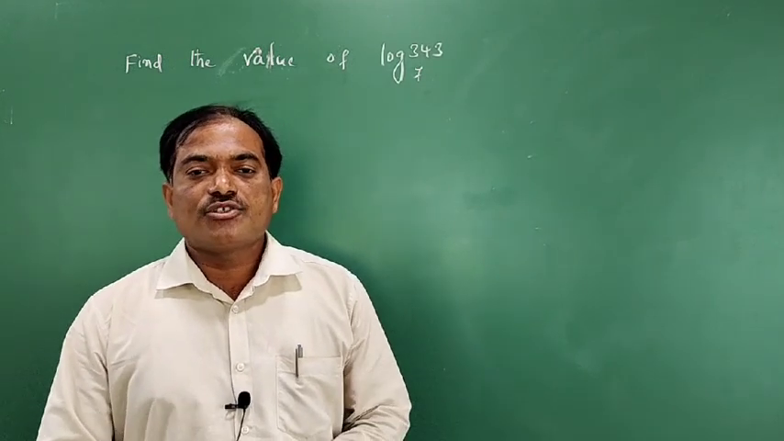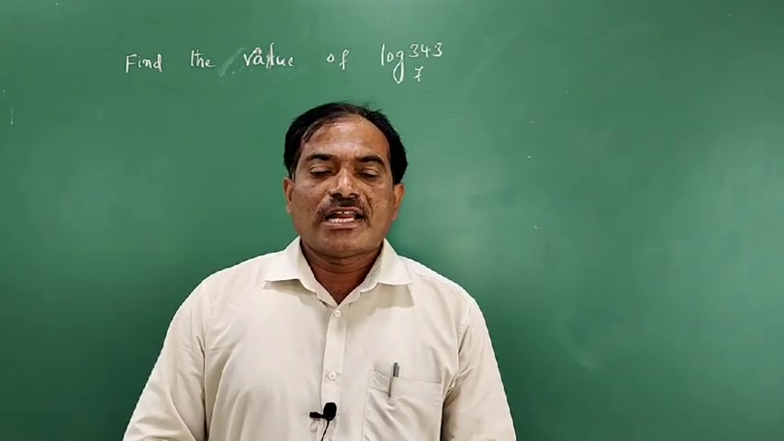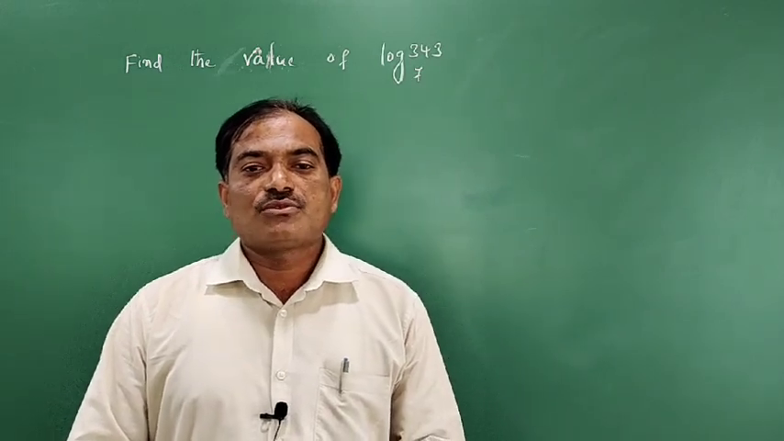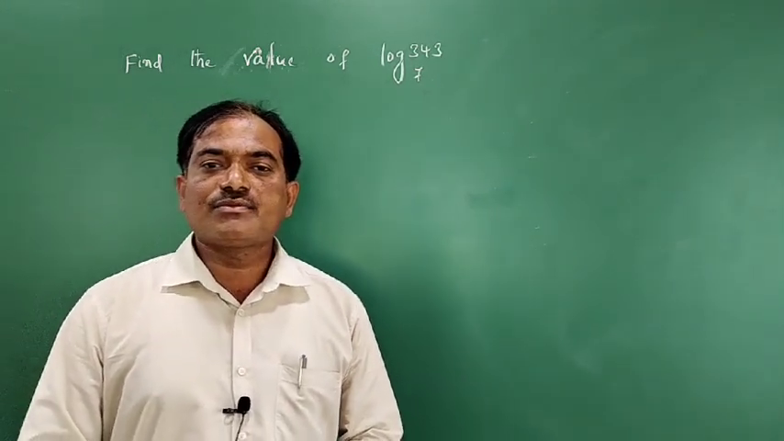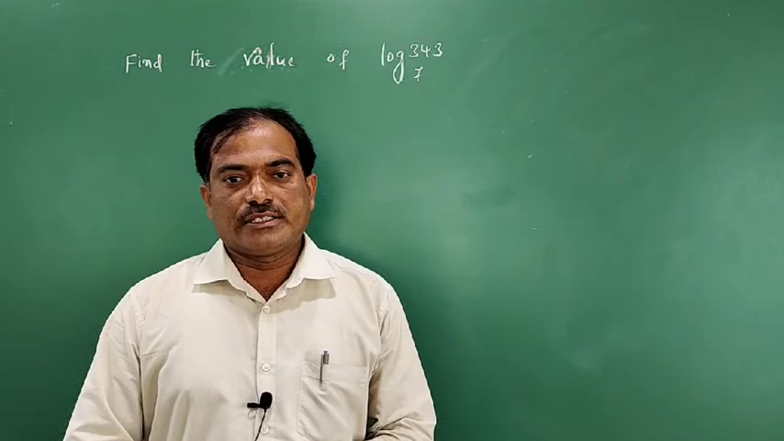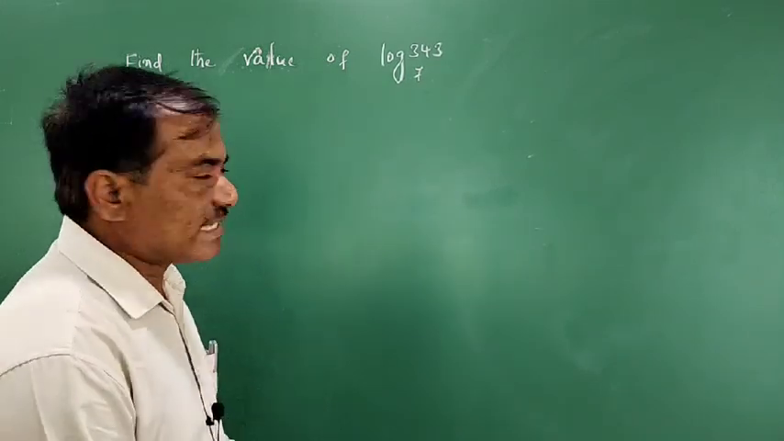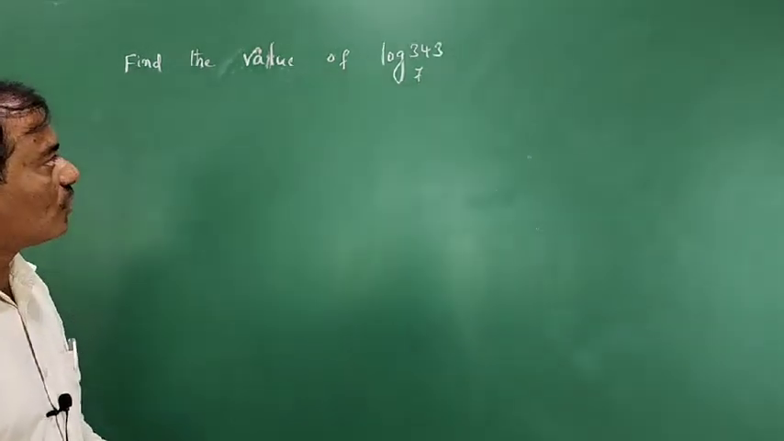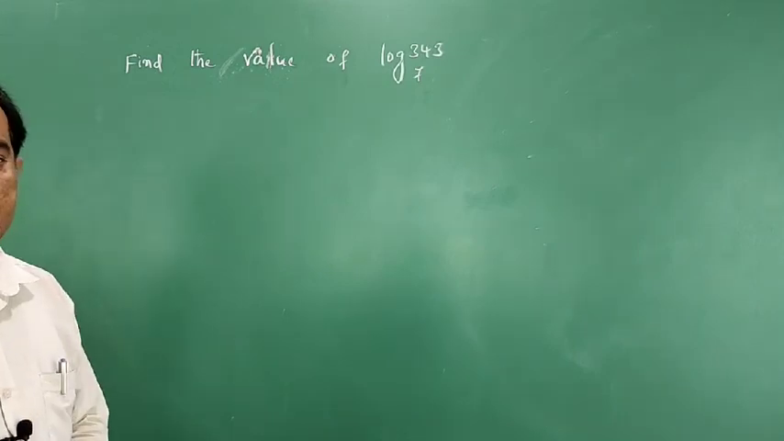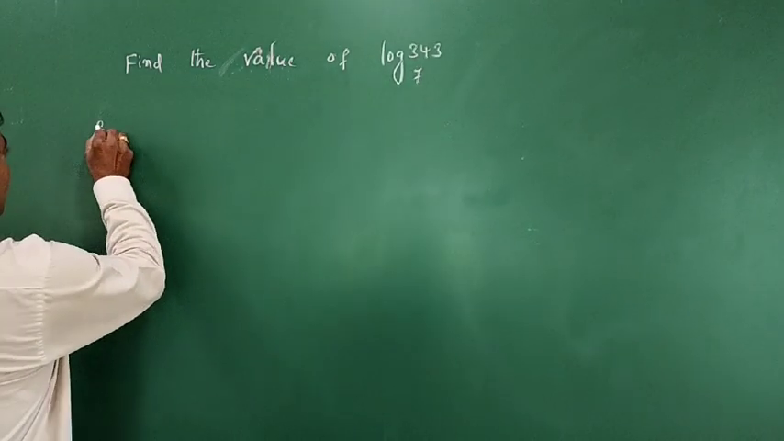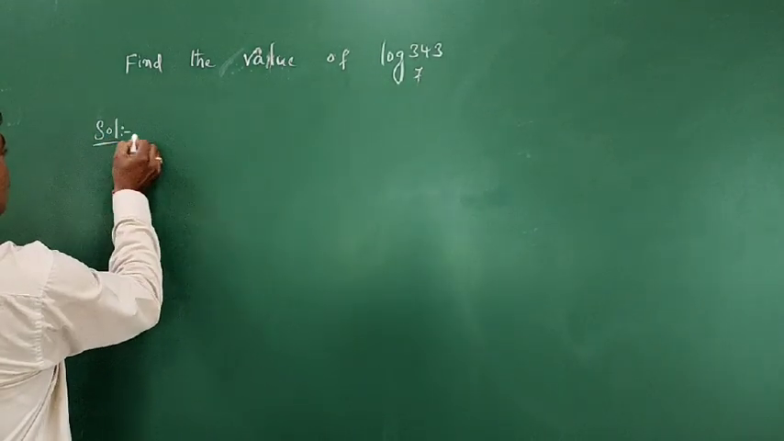In this class we shall discuss how to find the values of logarithms. Last class we saw the properties of logarithms. Now there is one example: find the value of log 343 to the base 7. We have to find the value of this logarithm by using the properties.